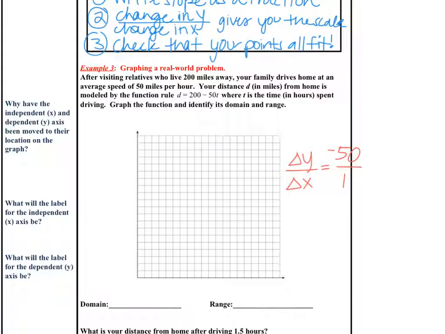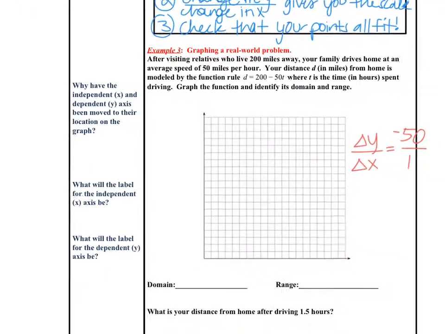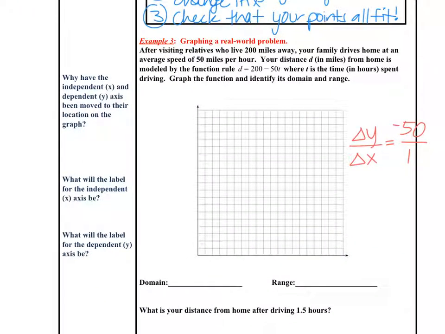What is our y-intercept? Look at the equation. Jordan, what is it? 200. The y-intercept is 200, so you're going to start at 200. So just make sure that you can go all the way up to 200. Okay, we're going to start with the y. The change in y's need to be changing by 50s.